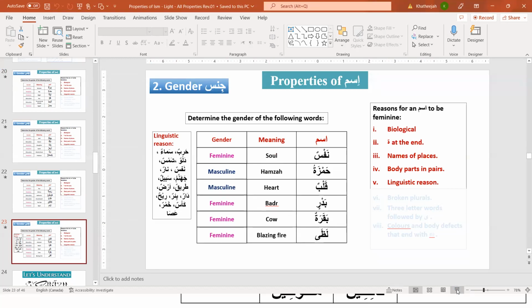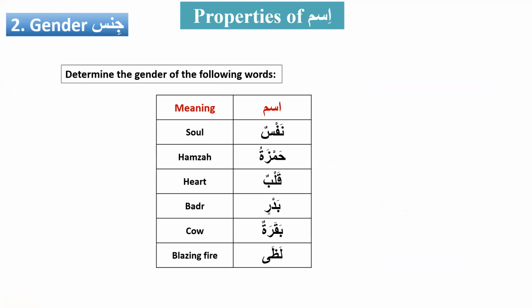So what we are doing is we are studying the properties of ism. We finished the first property of ism, which was status: rafa, nasab, and jar, three types of status. Then we started learning about gender, because every ism in the Arabic language has a gender, masculine or feminine. We are almost finished with that. We will just do a little practice today, inshallah, and then we move to the third property of ism.